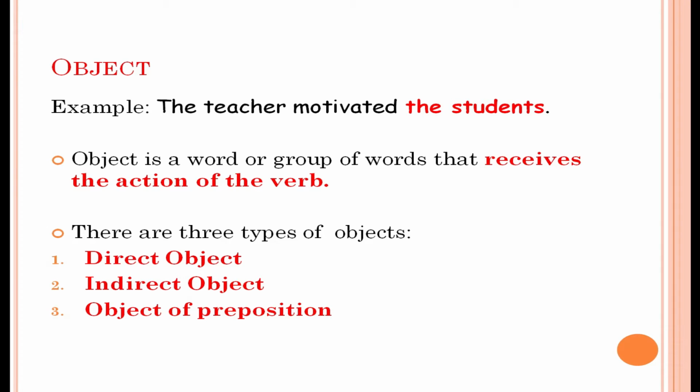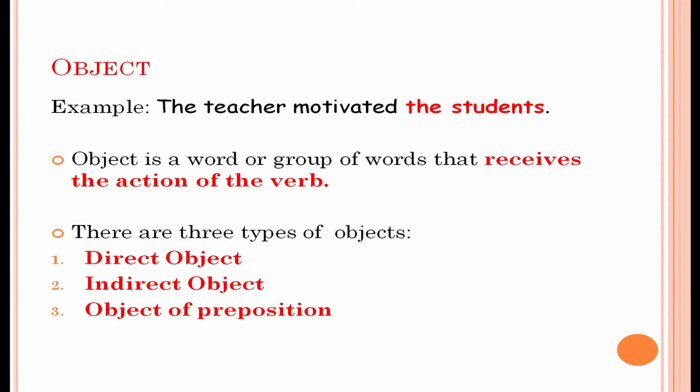The students is the object in this sentence, as the object is a word or group of words that receives the action from the verb. Motivated, who are motivated? The students. They are receiving this action. That's why students are the object of this sentence. There are 3 types of objects: direct object, indirect object, and object of preposition.